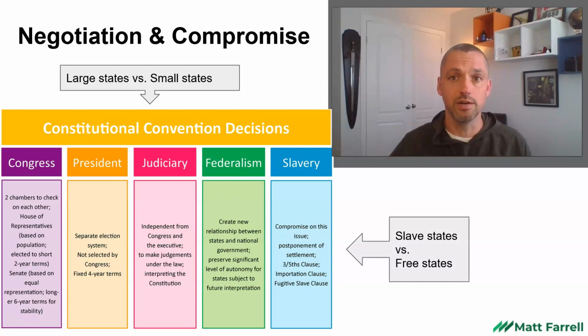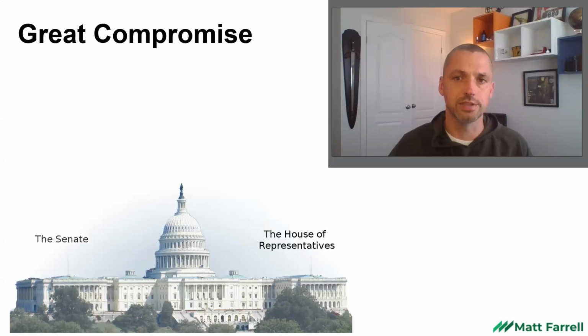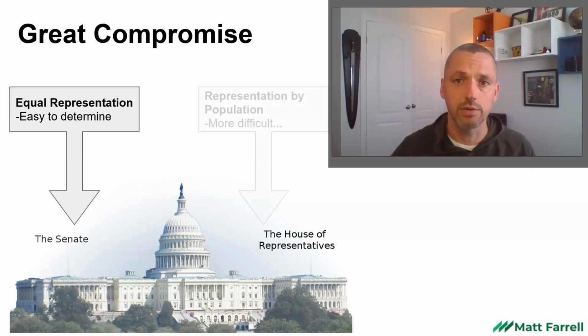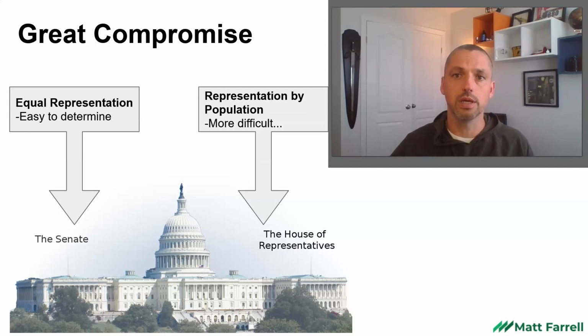That was the interest of slave states versus free states. The issue of slavery really dominated the discussion and underpinned some of these key negotiations. For instance, the Great Compromise. The Great Compromise provided for bicameral representation. The Senate would be equal. Each state would get 2 representatives in the Senate. That would be pretty easy to figure out. The House of Representatives would be allocated by population. Each region, each state would be awarded seats based on their population.